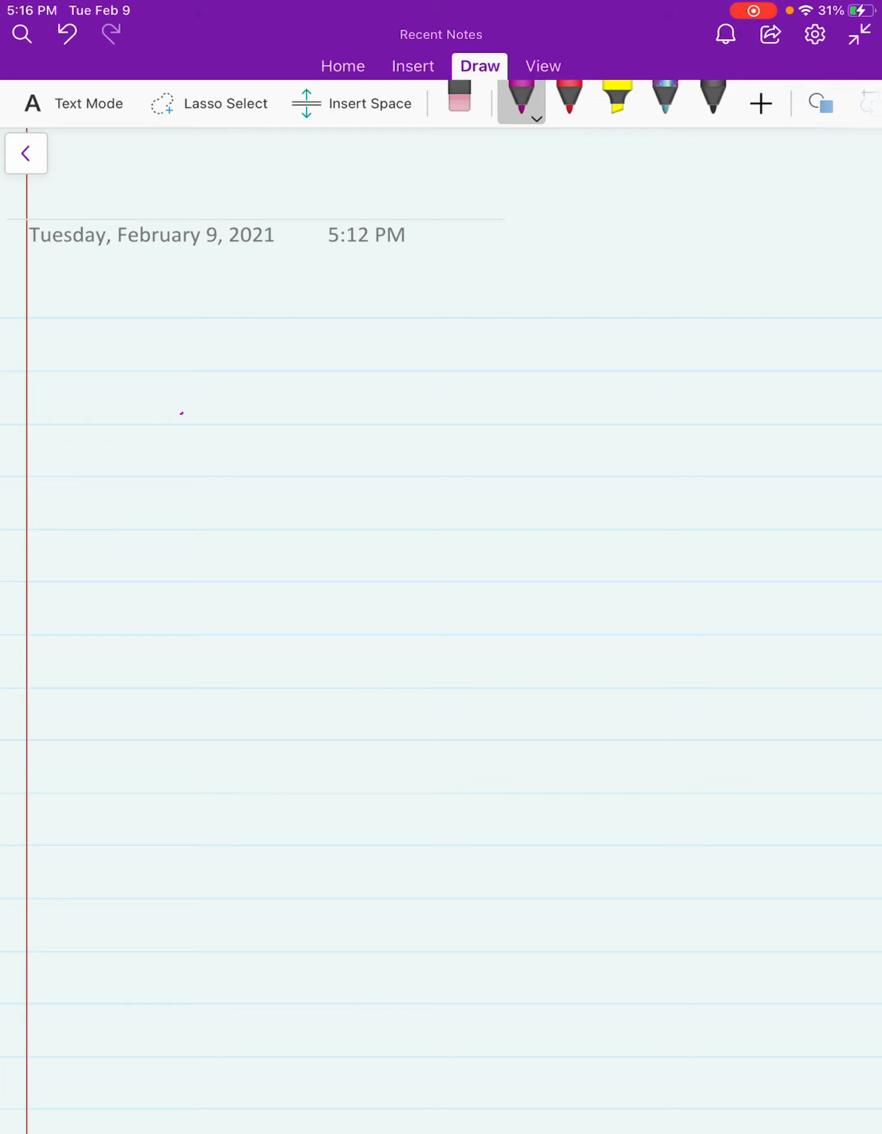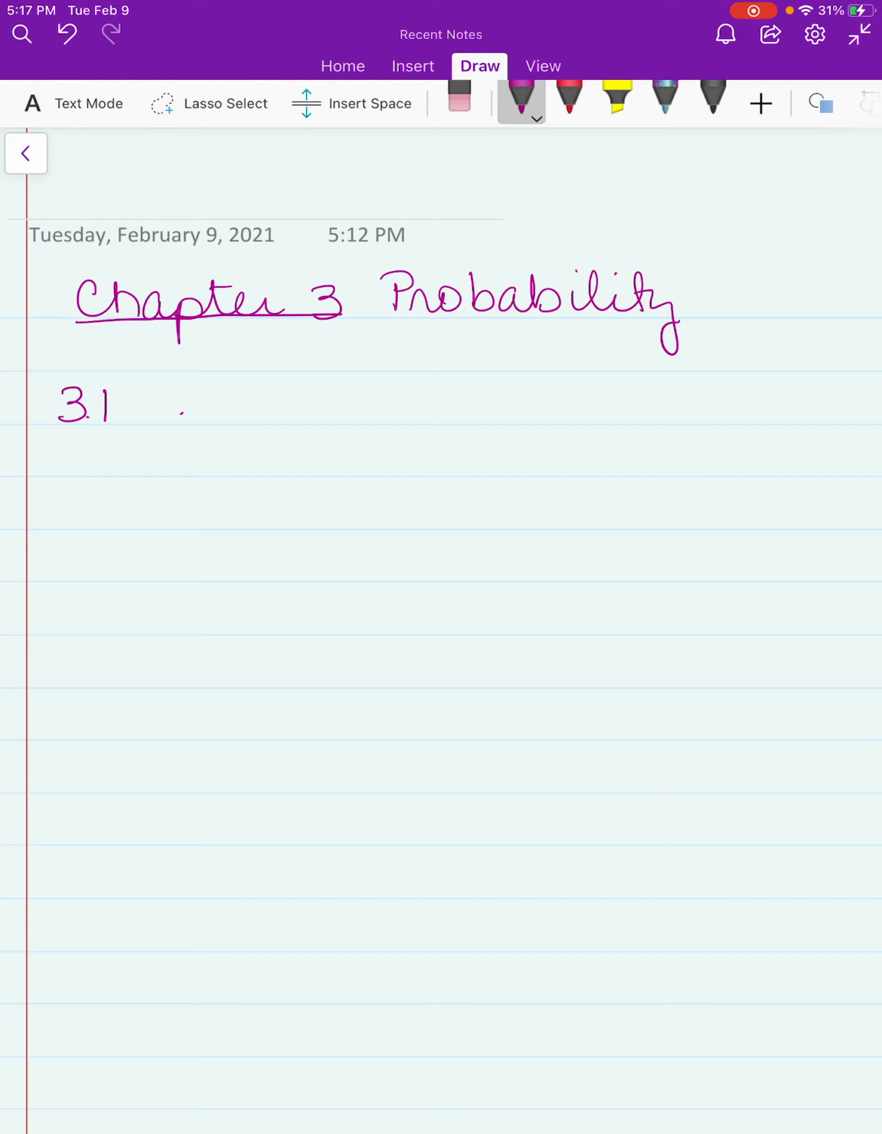Hi everyone, we're going to get started on chapter 3. And chapter 3 covers probability. I'm actually going to skip around a little bit in this chapter because I think it makes the information flow a little easier, so just bear with me. Starting with section 3.1, which are the basic concepts of probability.